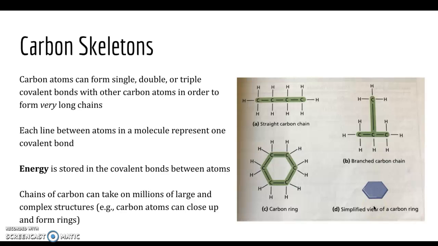Each line between the atoms, so for example, each line between the carbon atoms or the carbon and the hydrogen, represents a covalent bond. And what's really important to note here is that energy is stored in these bonds. So when we break these bonds, energy is released. Chains of carbon can take on millions of large and complex structures. So these are relatively small carbon skeletons, but they can be very, very large.